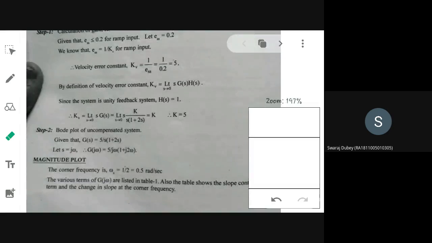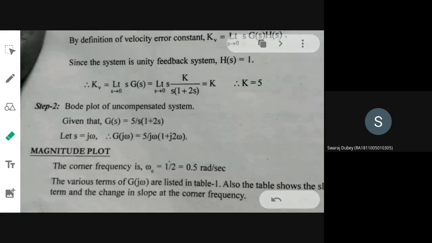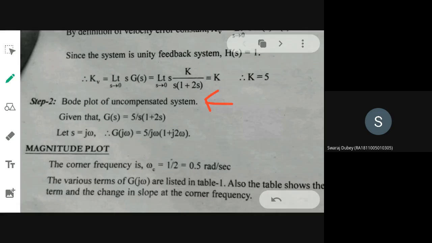So that finishes off the first step, which is calculation of gain. What is your second step? Second step: Bode plot. You need to now draw the Bode plot for the uncompensated system. You have not yet designed the compensator, only the K value you have calculated.